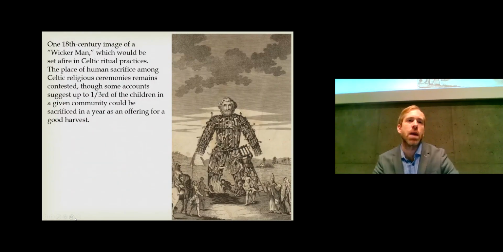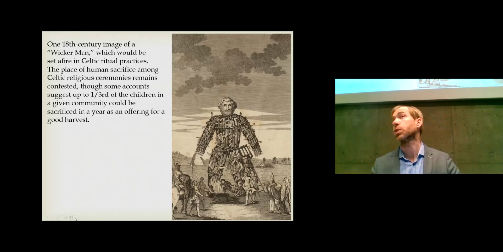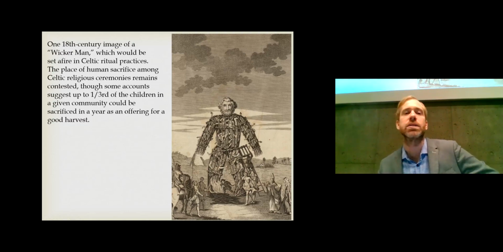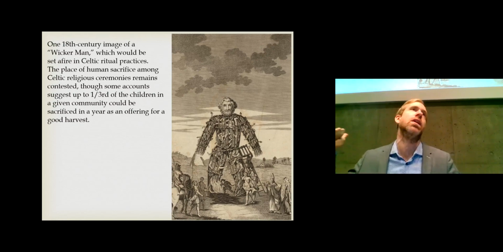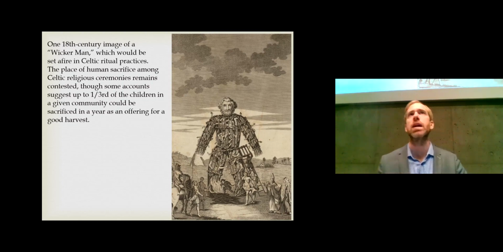It's an 18th century image of a wicker man, which would have been set afire in Celtic ritual practices, which is preserved in various practices in Britain today. There you see the image of the wicker man stuffed with people, actually, hinting at a religious ceremonial practice that the Celtic people may or may not have engaged in. It's a little bit unclear, but human sacrifice is often associated with pagan religious practices.